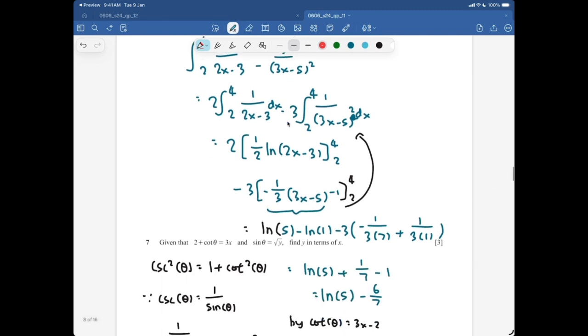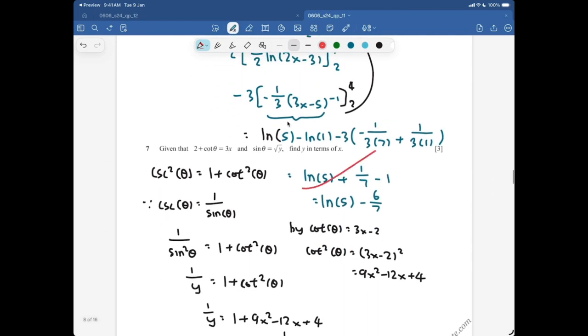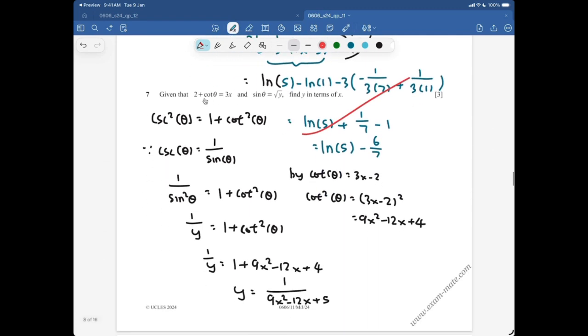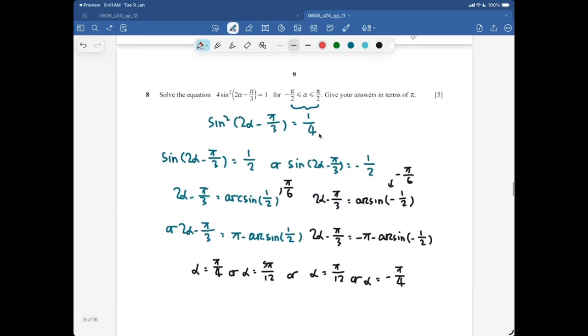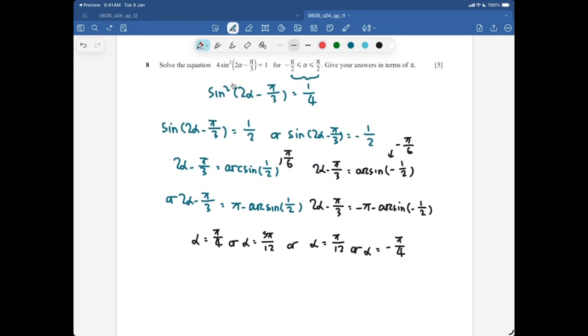Question 6. Ln 5 minus 6 over 7. That's correct. Y equals 1 over 3x minus 2 all squared plus 1. That's okay. That's correct. And then this is the question that I'm most scared of, the 4 solutions.